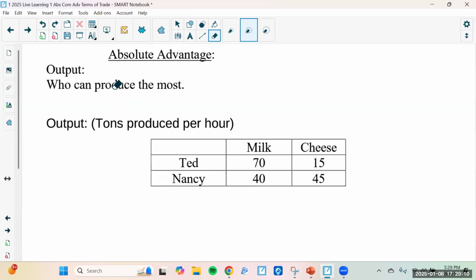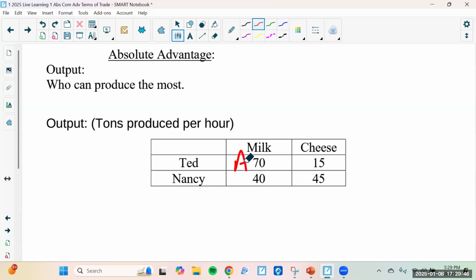Okay. Looking at this, absolute advantage is just who can do it the best. So who can do the best in milk production? Well, Ted can. Now, here's a gotcha for the free response question. Let's suppose the free response question says, who has the absolute advantage in milk? Explain. So think about your answer. Who has the absolute advantage in milk? Explain. The answer is Ted. I already said that. But the explain point, most of you miss it.